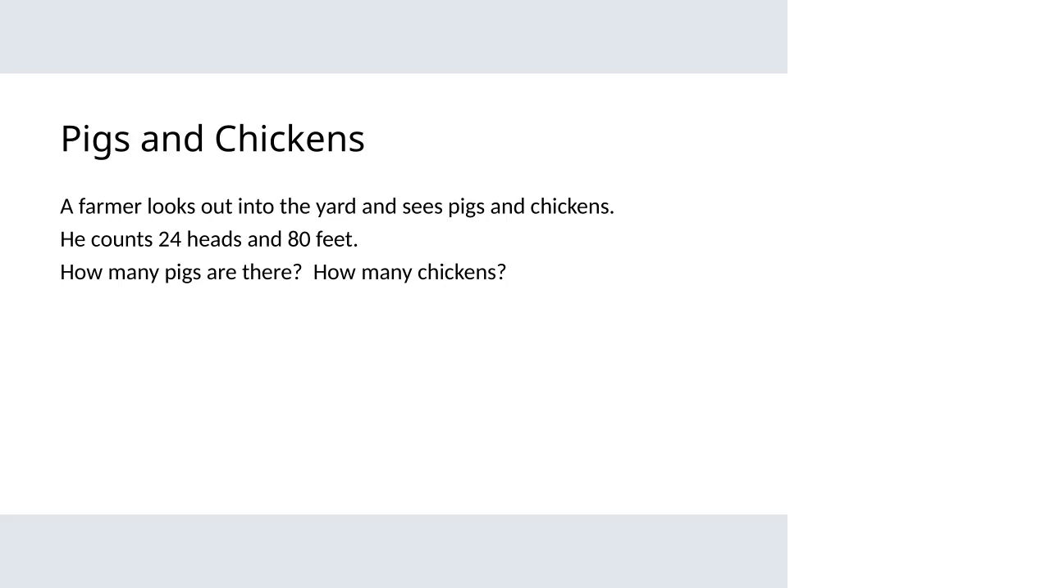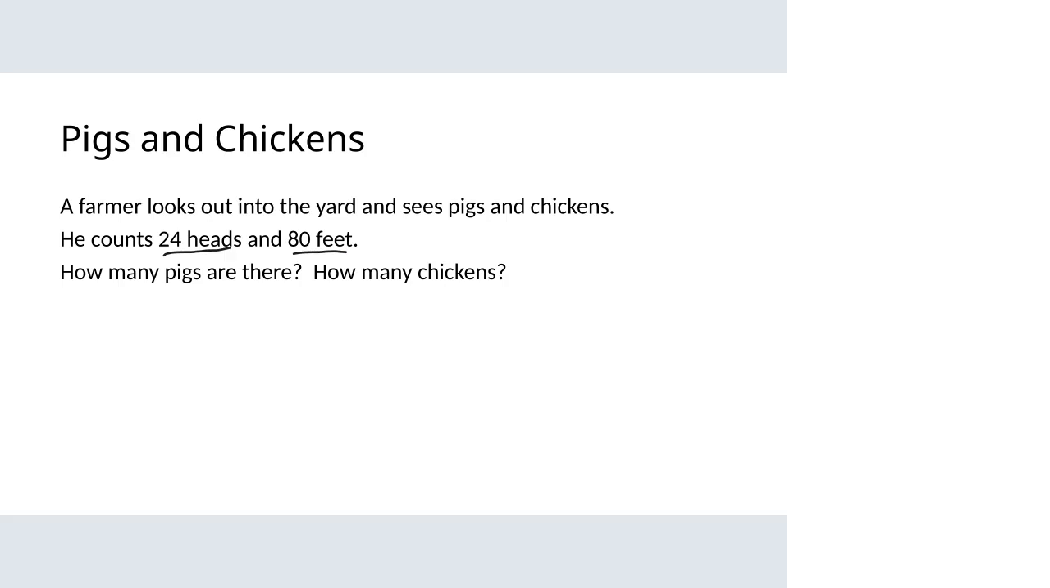A farmer looks out into the yard and sees pigs and chickens. He counts 24 heads and 80 feet. How many pigs are there? How many chickens? This is going to be very much like what we just did with the boat and the current. We're going to set up two equations, have two variables, and then we'll solve. So here, we're going to make one equation about the heads and then another equation about the feet.